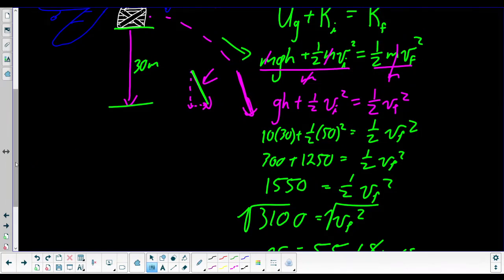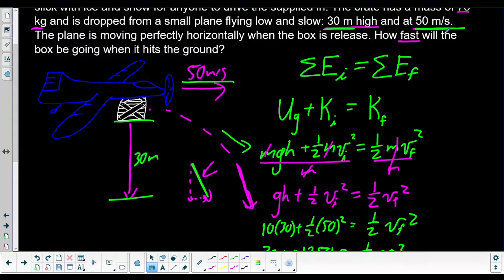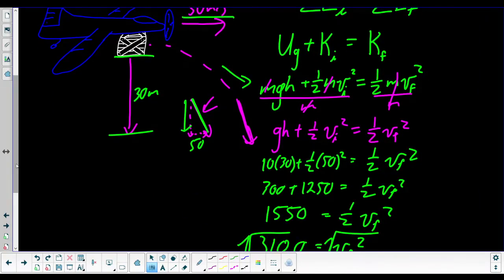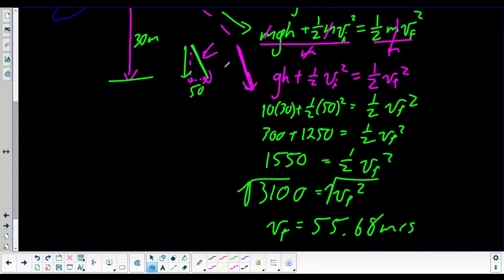It is moving still at 50 meters per second in the x direction because it's in free fall. There is no acceleration slowing it down in the x direction, so that'll be constant. And then we've gained, of course, some speed in the y direction. So this number that we just calculated, this 55.68, is this right here. And we'd have to use the Pythagorean theorem if we wanted to know the y component.